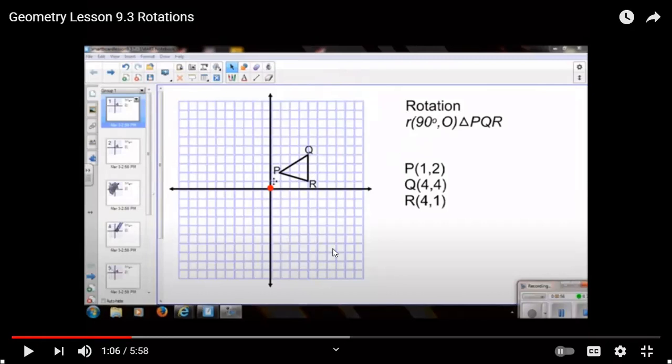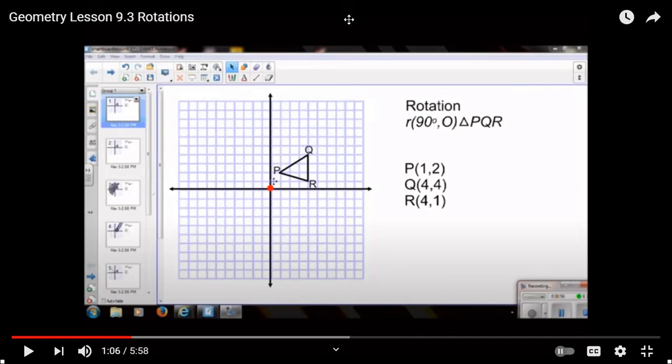Counterclockwise, right? 90 degrees counterclockwise, which means this figure will move up. Down means that you will move clockwise, like this. Did you see? This is clockwise. Which one is positive and which one is negative?